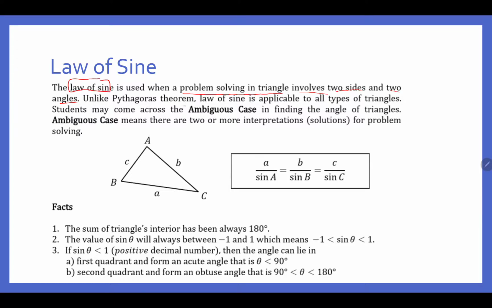Unlike Pythagoras theorem, law of sine is applicable to all types of triangles. So kiranya law of sine ni banyak advantage berbanding dengan Pythagoras theorem. Pythagoras theorem hanya kita apply untuk right angle triangle, tapi law of sine, semua jenis triangle kita boleh apply.